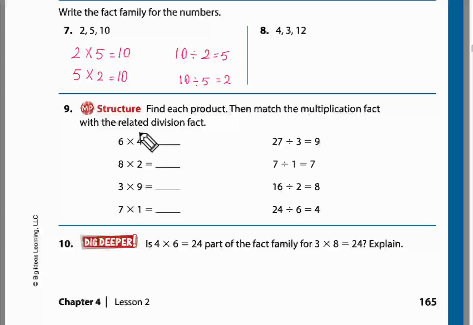You can use a model, an array, to show this. 2 rows of 5 and the total is 10. Okay, now let's start with question number 9.